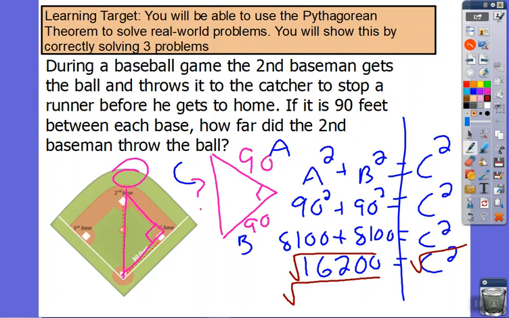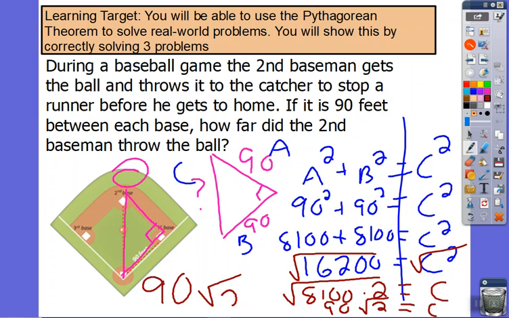So we're going to do 8,100 times 2. The 8,100 is going to come back out as the 90. So my simplified answer is going to be 90 square root of 2.